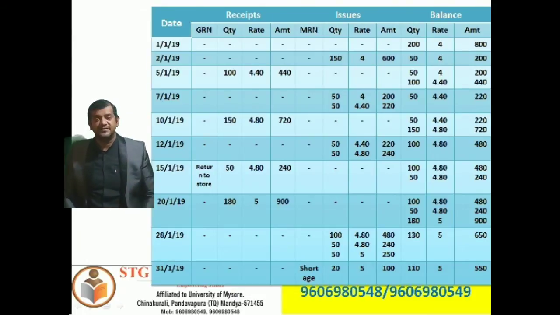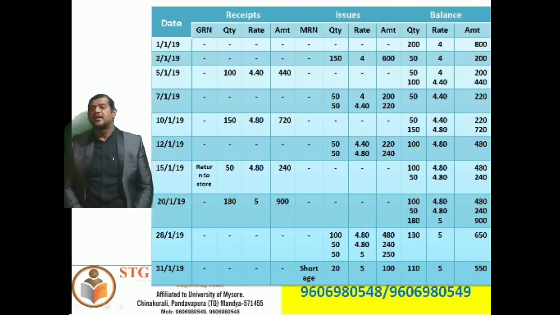But in the balance column, you are supposed to enter 200 quantities at ₹4 each. So the amount is 800 rupees. So this is the opening stock on 1/1/2019. That is 200 at ₹4, total amount or value of 800.